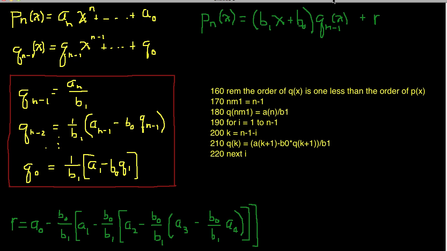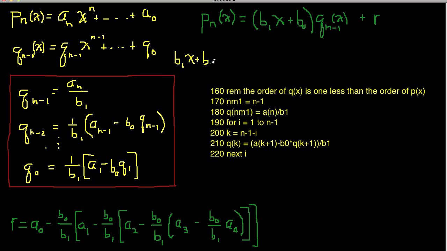We're continuing on our journey here to write a basic language computer program that will divide two polynomials. In particular, we're trying to take this polynomial right here, a general nth order polynomial, a sub n of x times x to the n plus dot dot dot all the way down to a sub 0. We're dividing it by a simple linear polynomial that looks like b1x plus b0 right here.